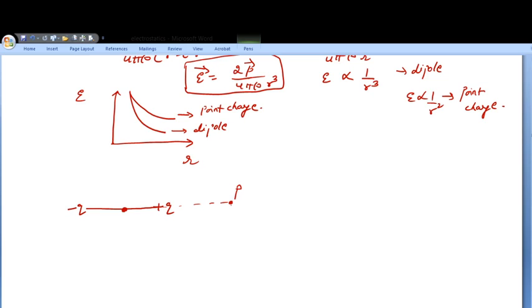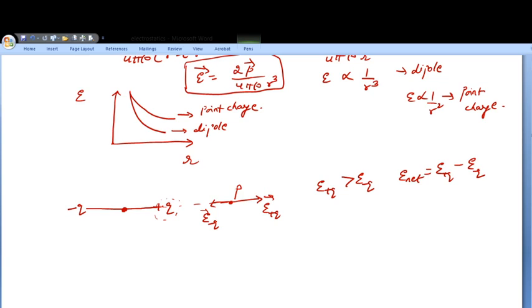So due to plus q, the field is going to be in this direction. This is plus q. Now due to minus q, the field is going to be in this direction. This is going to be E minus q. Now see, plus q is now nearer to P. So this E plus q will be greater than E of minus q. So what will be E net? E net will be equal to E plus q minus E of minus q.